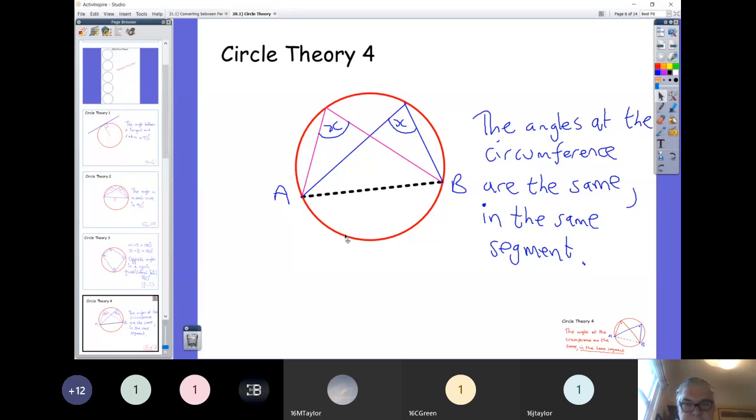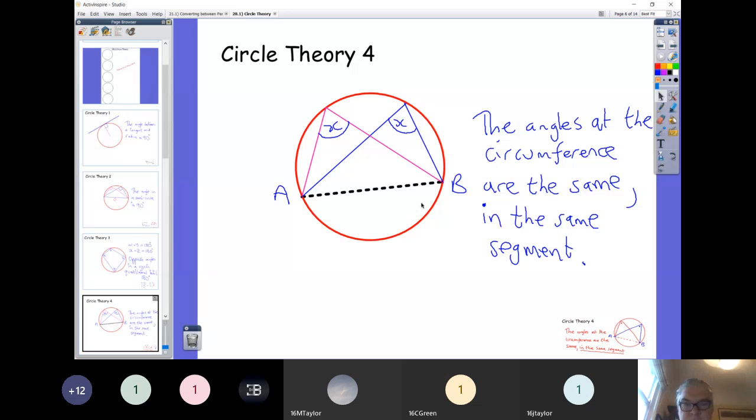Obviously, a line going through the circle from one side to the other through the center is called a diameter. Where we've got any line going from part of the circle to another part, that's called a chord, C-H-O-R-D. So that is a chord.